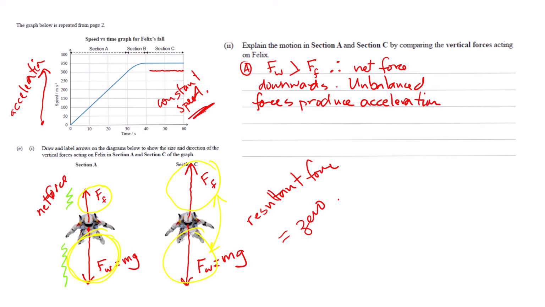And our next section here, in section C, let's describe the motion. We can say the weight force is now equal to the friction force, therefore the net force is equal to 0. Net force is 0, therefore acceleration is 0.